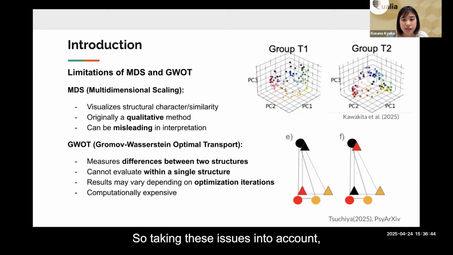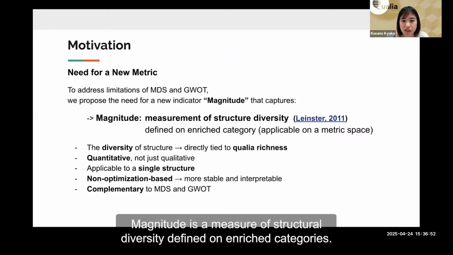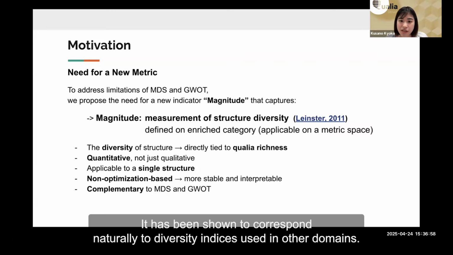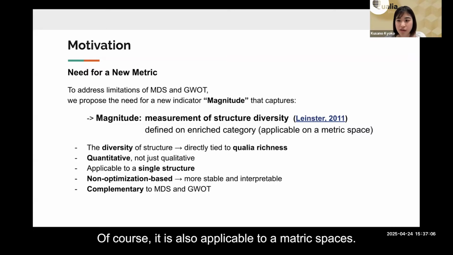Taking these issues into account, we propose a new metric index called magnitude. Magnitude is a measure of structural diversity defined on enriched categories. It has been shown to correspond naturally to diversity indices used in other domains. Of course, it is also applicable to metric spaces.